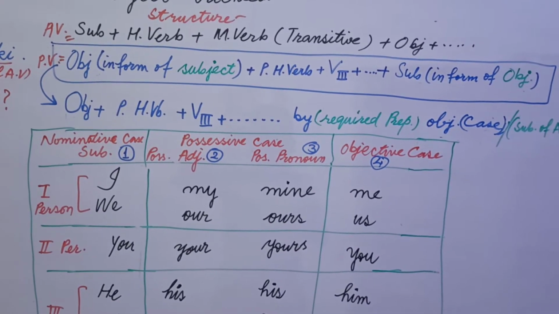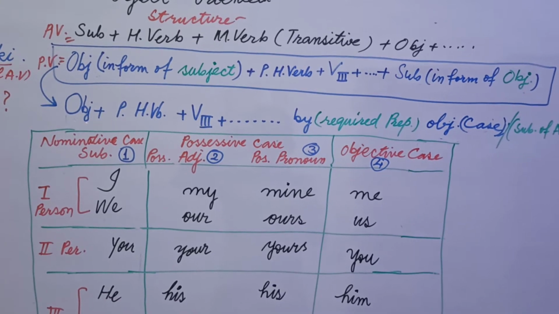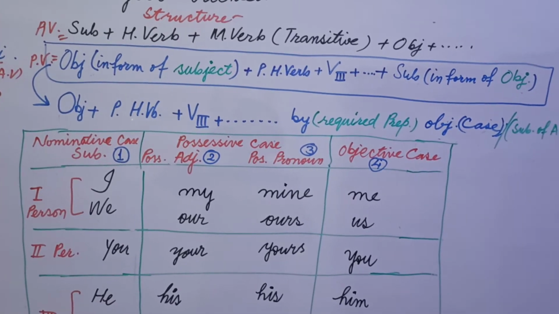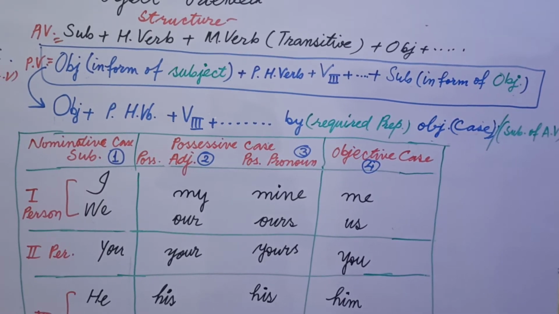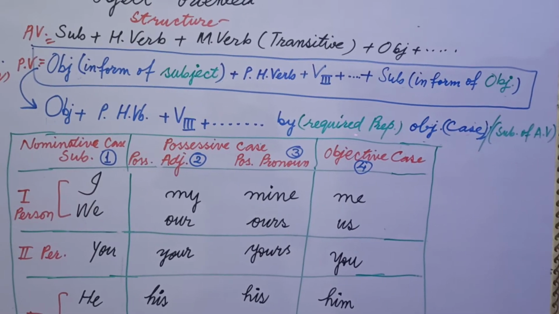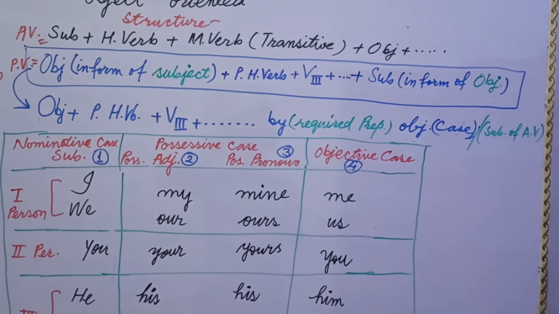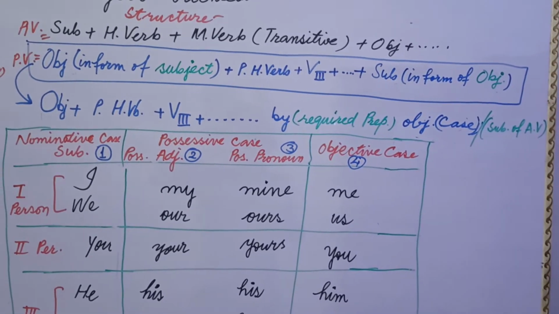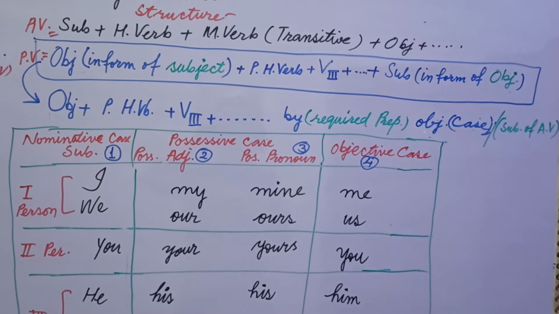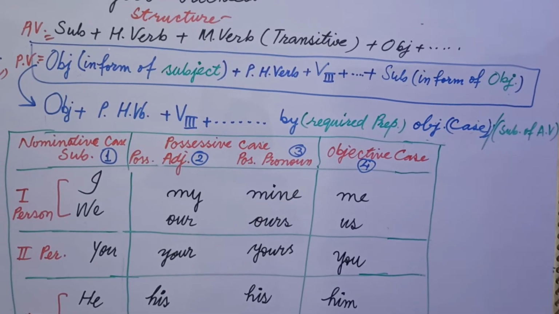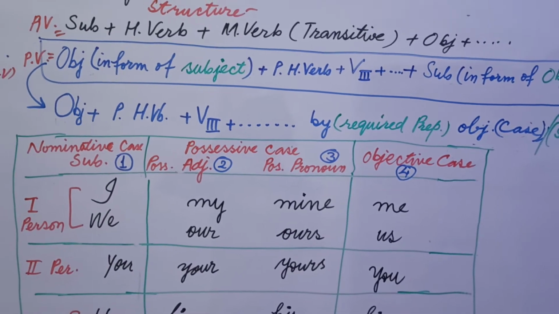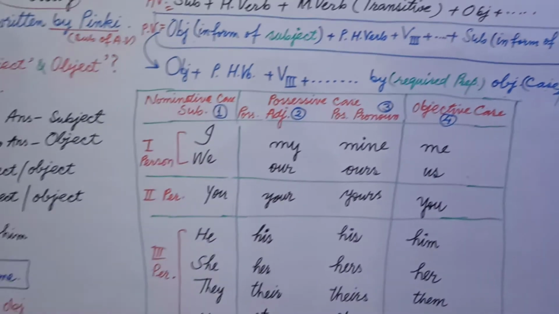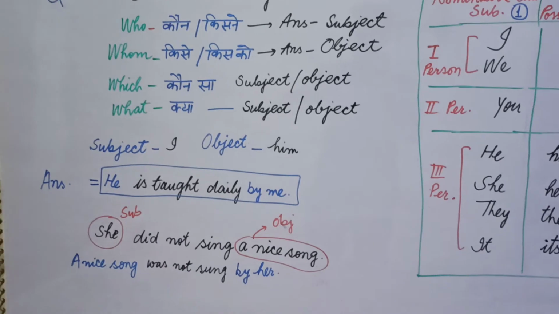Now let's sum up this structure. Object plus changed helping verb of passive voice, P for passive voice helping verb, third form. Rest of the sentence, required preposition by or any other, whatever is according to the verb, and then we use the objective case of this subject, okay. Now let's see how we change this structure.